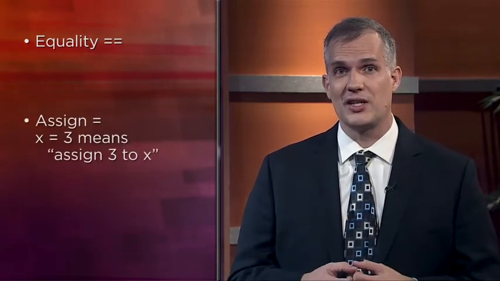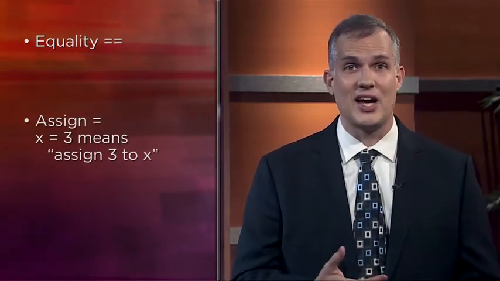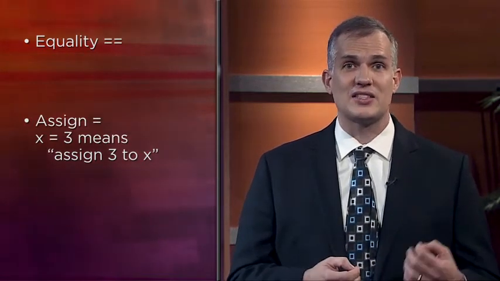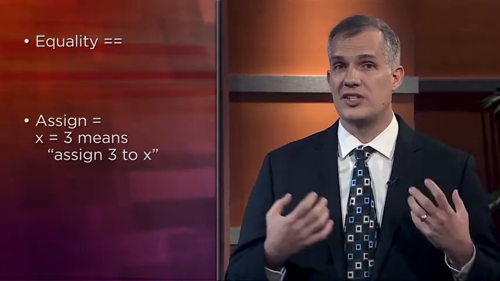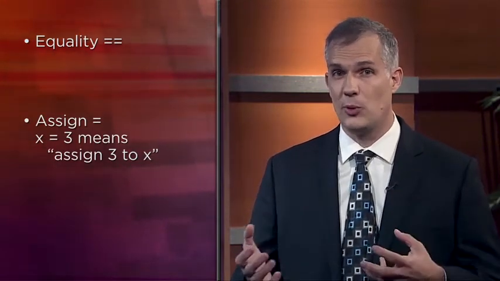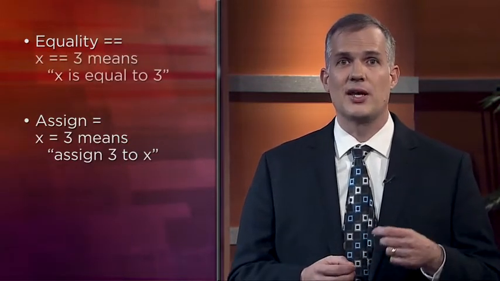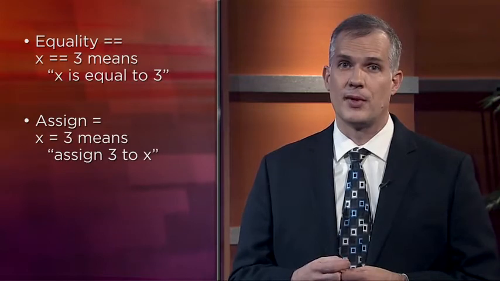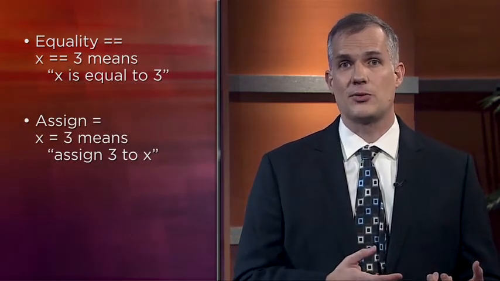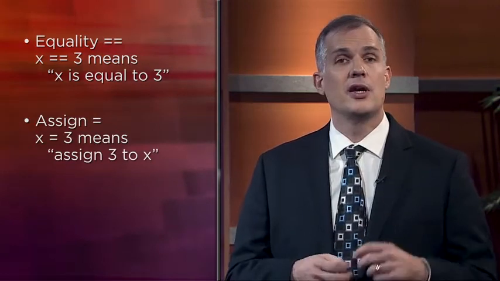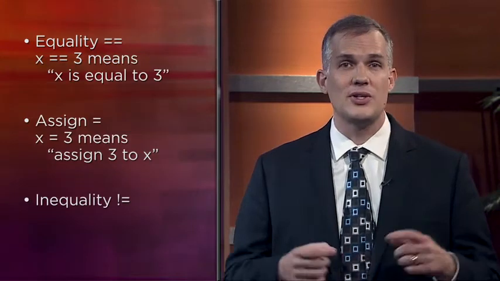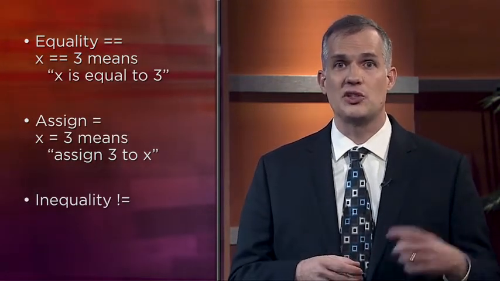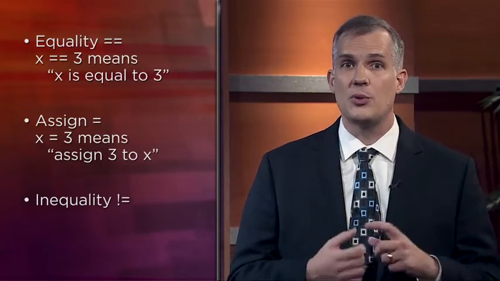Why is that? Well, remember, a single equals sign is not saying equals, it's saying assign. When we write x = 3, we're saying assign the value of 3 to x. If we want to compare, if we want to ask is x equal to 3, then we need to write the expression x == 3. That expression will be true if x has the value 3 and false otherwise. To check for inequality, we can just use exclamation point equals. There's no not equal symbol on the keyboard, so instead we use exclamation point, meaning not, and the equal sign.